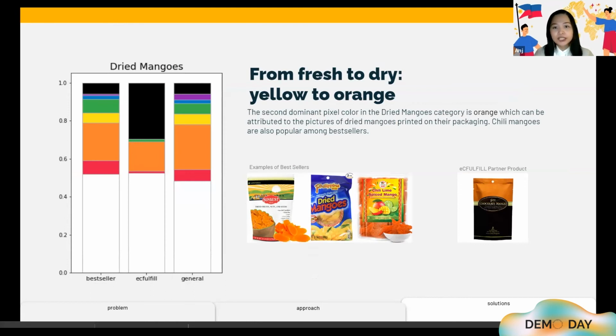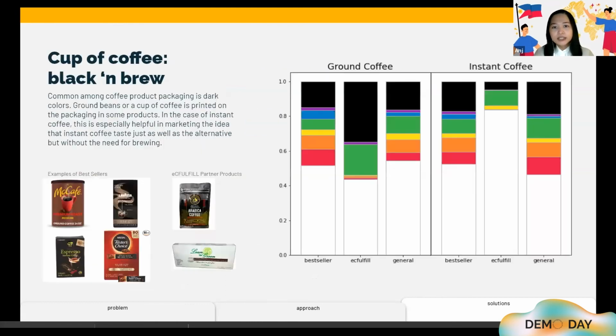Meanwhile, the image listing of the Easy Fulfill partner product slightly deviates from the overall trend since the actual product is the chocolate-covered variety. In the ground and instant coffee categories, dark shades are the prevalent colors. Most of the packaging also includes images of ground beans or a cup of coffee, which contributes to the average color composition. In comparison, the partner product in the instant coffee category used lighter colors.